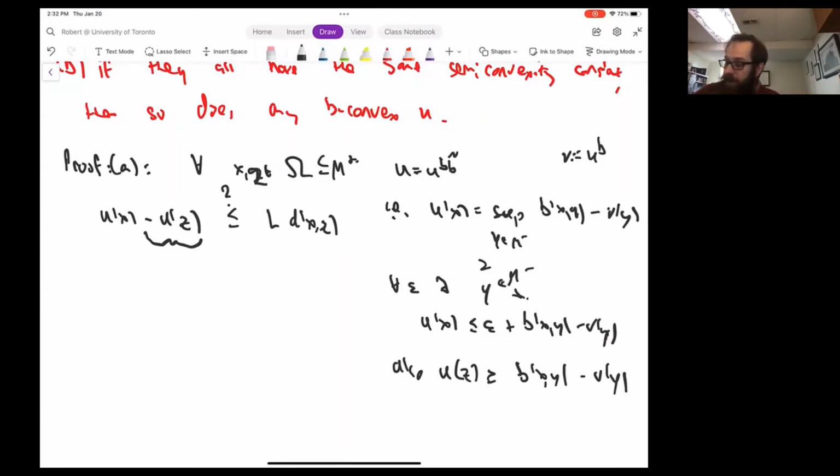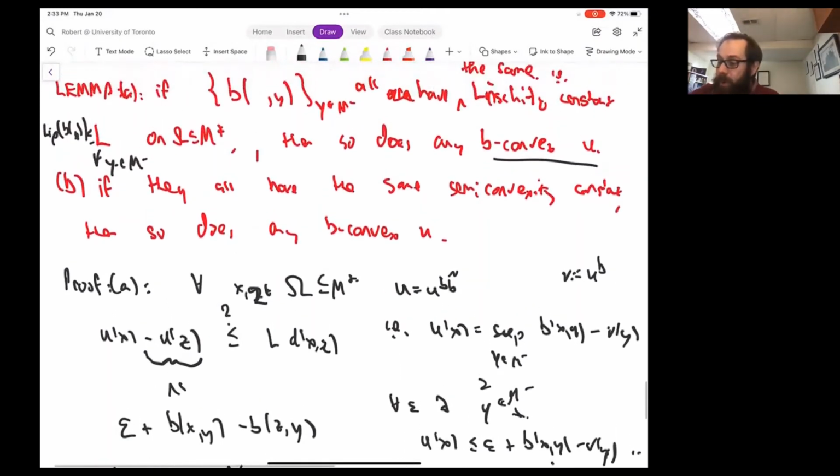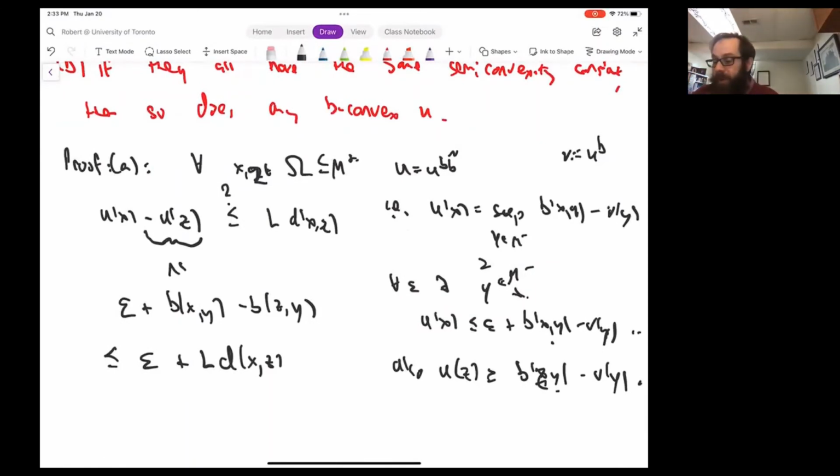And then I subtract these two inequalities. Oh, this should have been a z here. The b terms do not cancel out, but the v terms cancel out when I subtract them. So I'm left with epsilon plus bxy minus bzy. And this is controlled by epsilon times the Lipschitz constant of b between x and z, because the assumption of this lemma was that we had this uniform bound on the Lipschitz constant of all these functions for each y. Doesn't matter what y is. And since epsilon was arbitrary, I'm done.